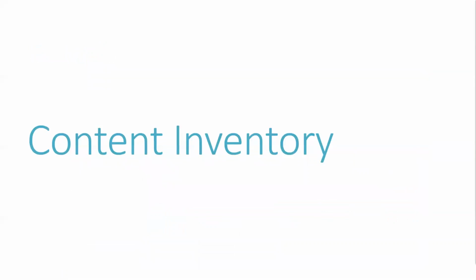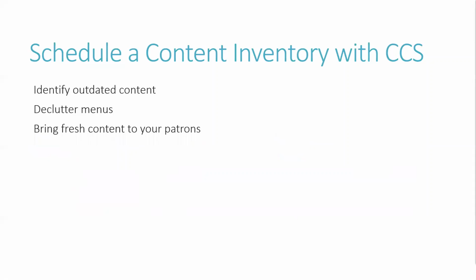Okay, so last but not least, I would recommend a content inventory. If you've done any sort of website redesign, you're probably familiar with this idea of the content inventory. But essentially what that is, it's time that you schedule with CCS. And unless you're one of the libraries that we've added in the last 3 years, there's probably a chance you haven't really taken a deep look at your PAC in a couple of years since we first went live.